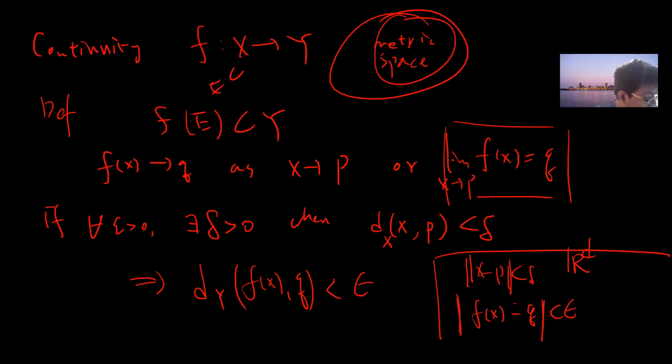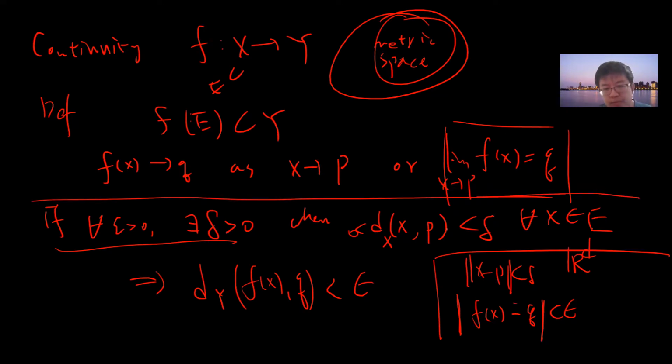By the way, this is for every epsilon greater than 0, there is a delta such that when 0 < d_X(x, p) < delta for all x in E. So we only care about a subset E. If we have this, then this is just the definition of the limit. In words, basically when x and p are close enough, then f(x) and q are close enough.